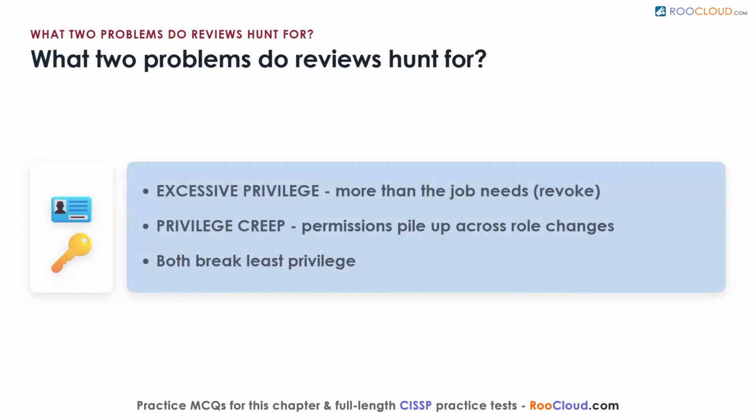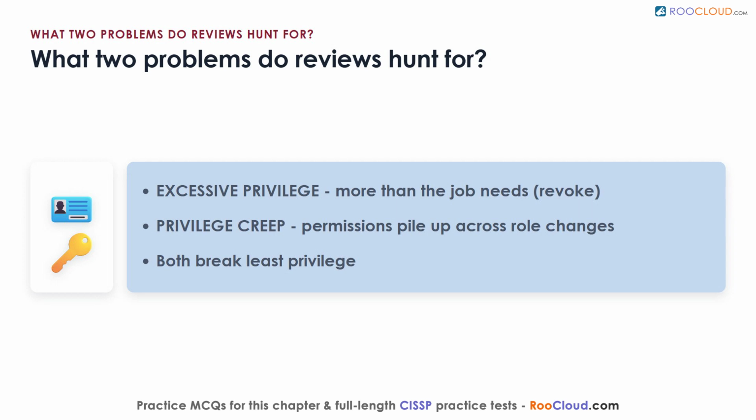What two access problems do these reviews hunt for? They target excessive privilege and privilege creep. Excessive privilege is when an account simply holds more than the job requires, and the fix is to revoke what is not needed. Privilege creep is subtler, where permissions pile up over time as someone changes roles.